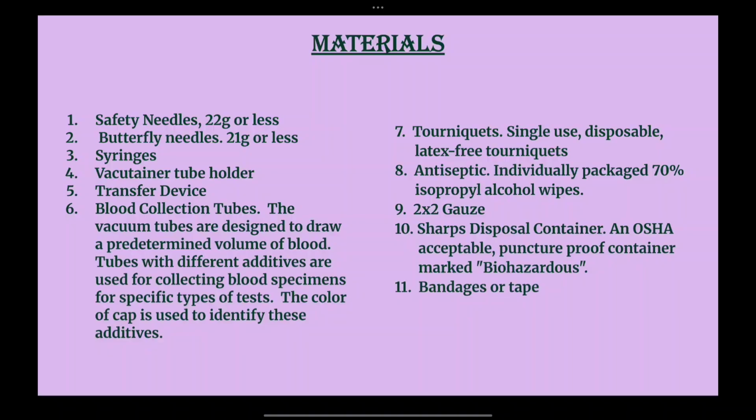Now antiseptic is essential for sterilizing the area where venipuncture is done, and usually 70% isopropyl alcohol wipes are preferred. 2 by 2 gauze is also used in order to contain the blood spills that happen while performing a venipuncture. There is a sharps disposable container, which is a puncture proof container and should be marked as biohazard. There are bandages or tapes also to secure the site once the blood collection is done.